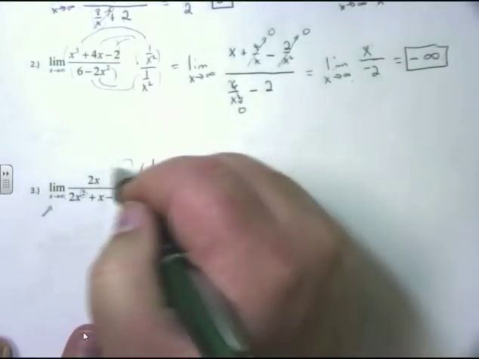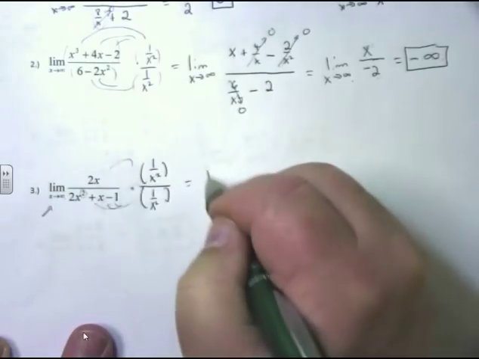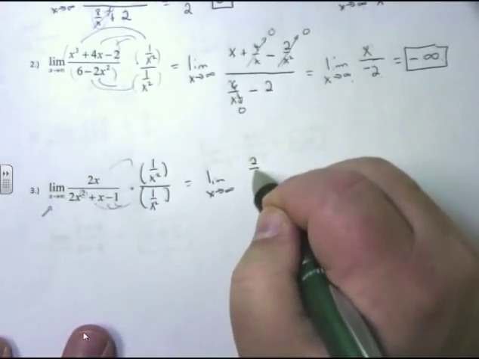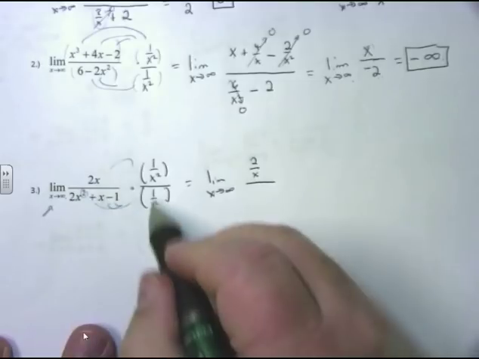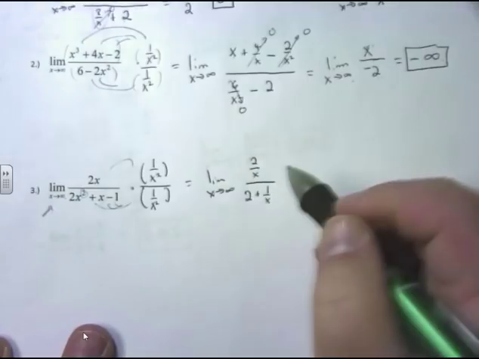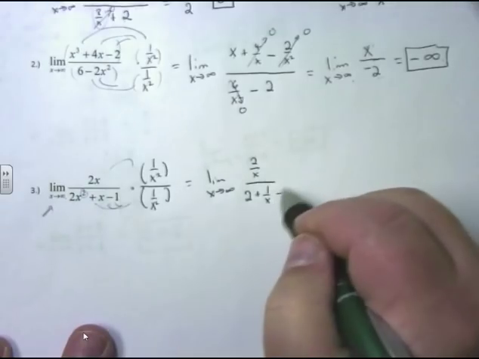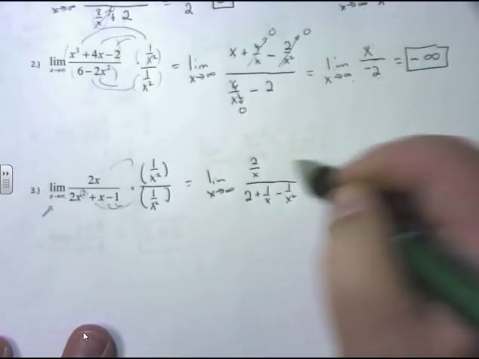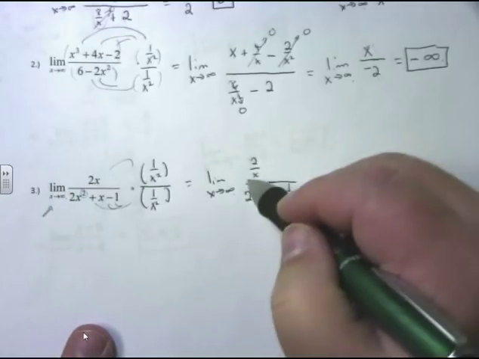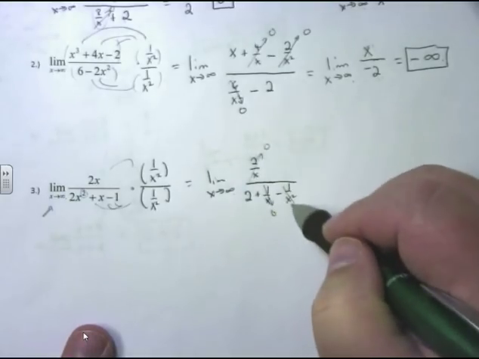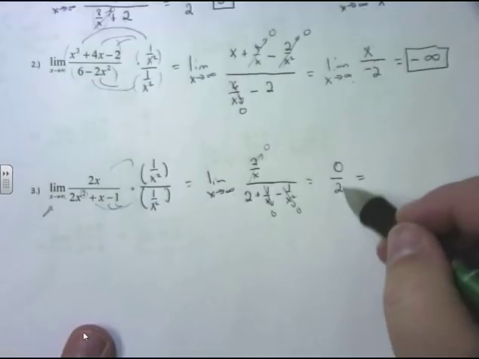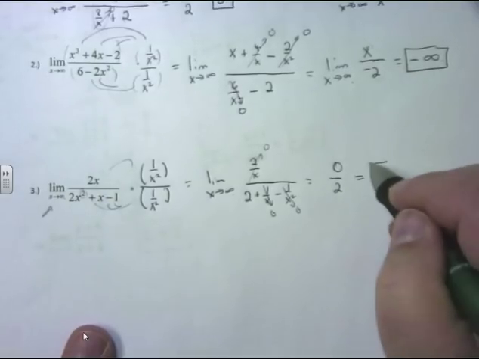Now we're going to clean this up by distributing. This is the limit as x approaches infinity of 2x times 1 over x squared, which is 2 over x, divided by 2x squared times 1 over x squared, that's just 2, plus x times 1 over x squared, which cleans up to be 1 over x, minus 1 times 1 over x squared, which is minus 1 over x squared. Again, with all your little fractions, as x approaches infinity or negative infinity, all these terms in the denominator go to 0. That leaves you with 0 divided by 2, but now 0 is in the numerator. What's 0 divided by 2? Half of 0? That's still 0. The answer is 0.